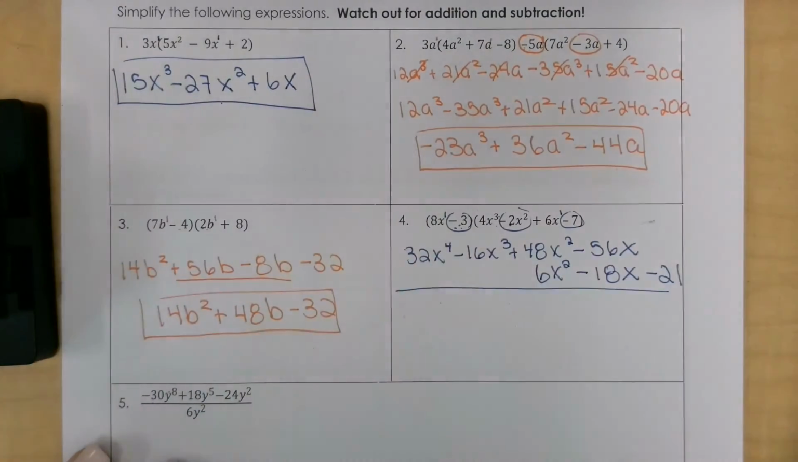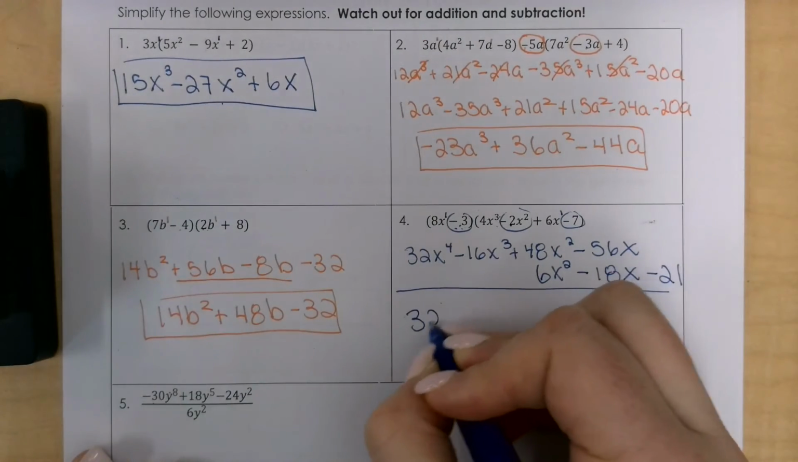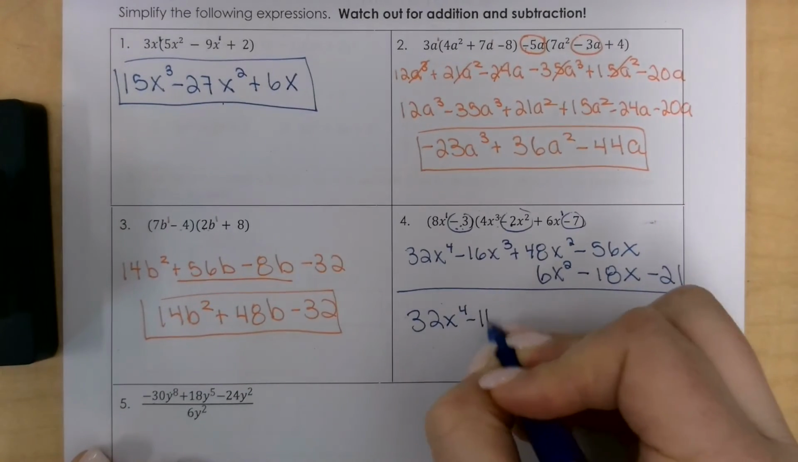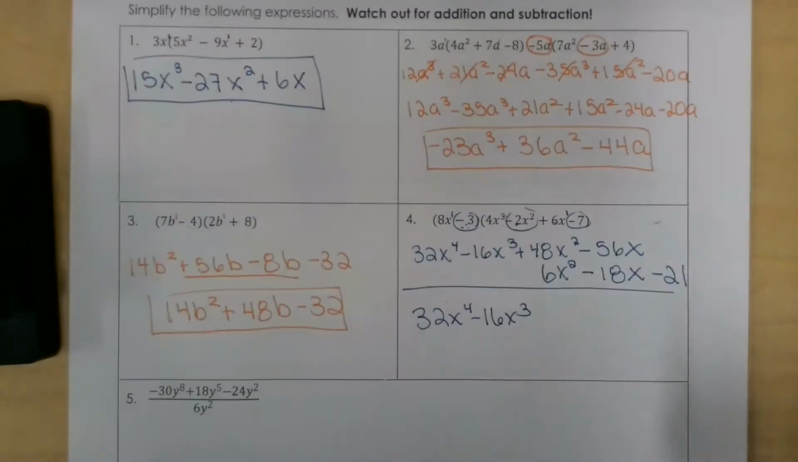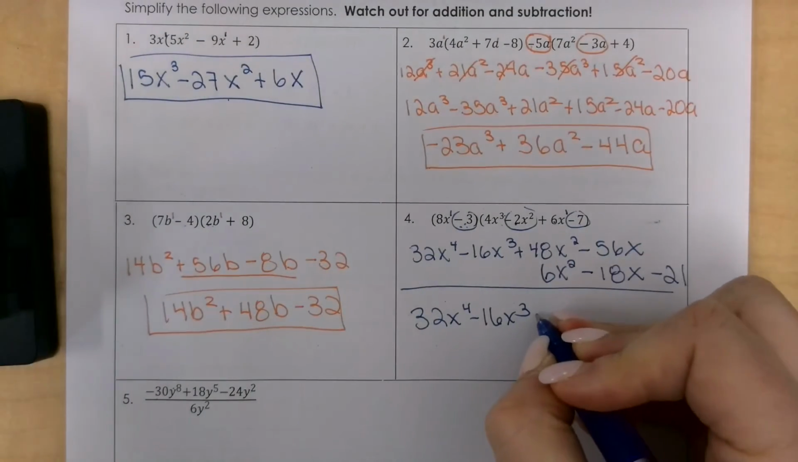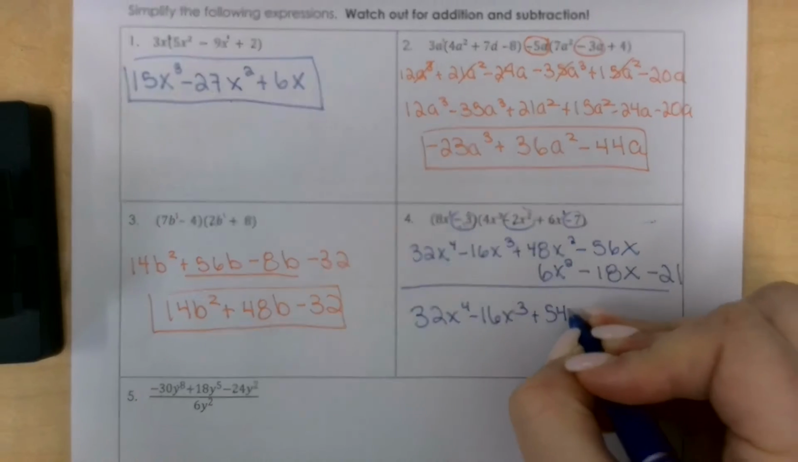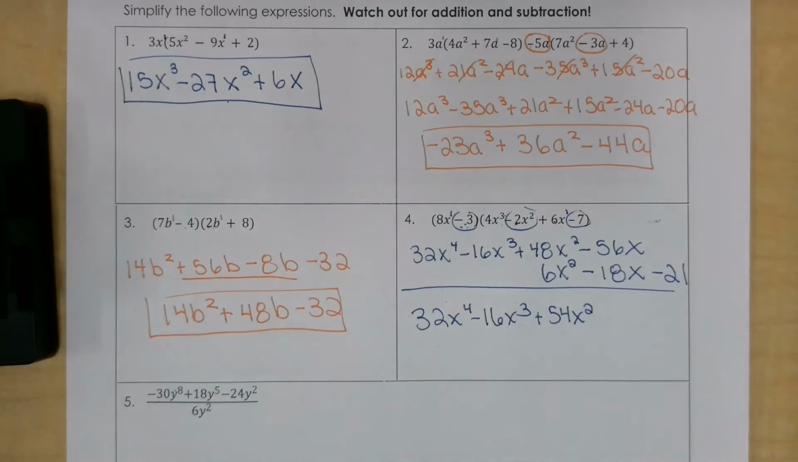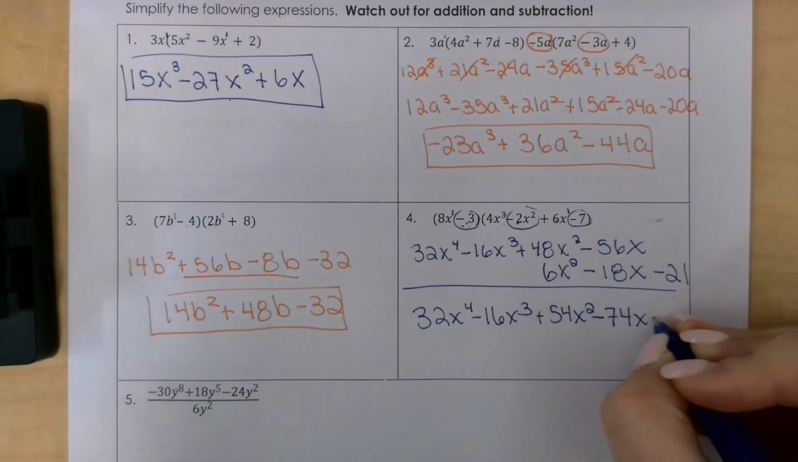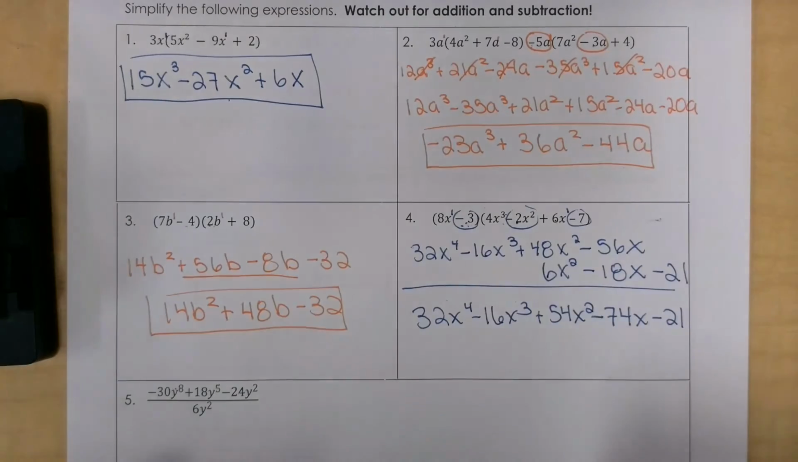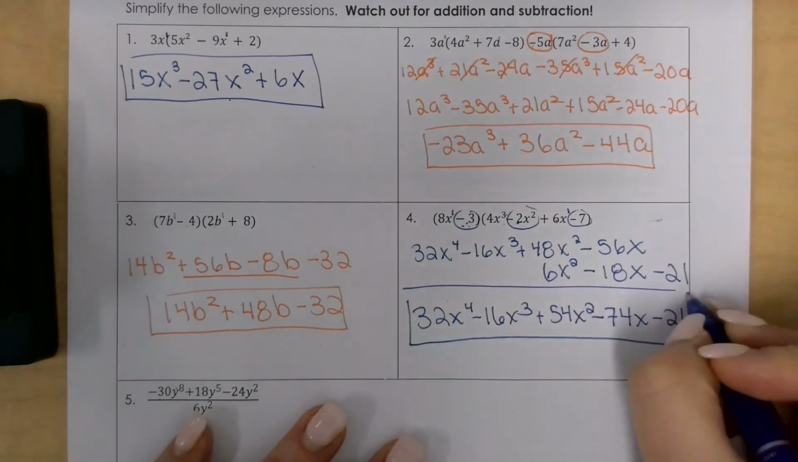So these two first terms will end up not being combined with anything. And my next terms, 48 plus 6, should be 54. And minus 56 plus minus 18 is going to be minus 74x. And negative 21 does not have anything to add or subtract to.